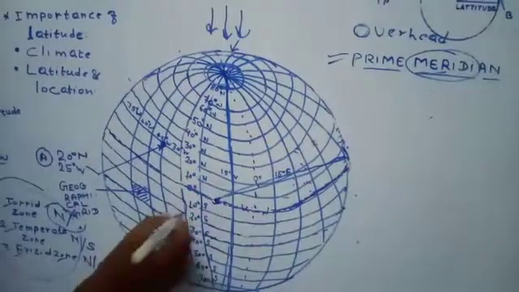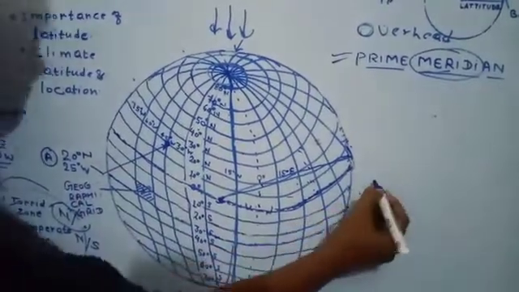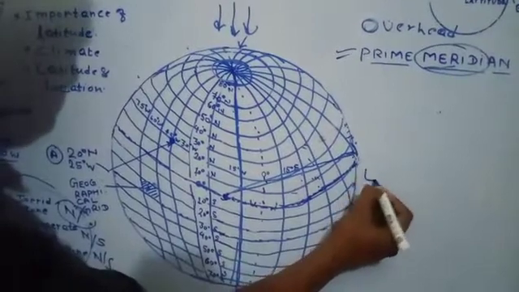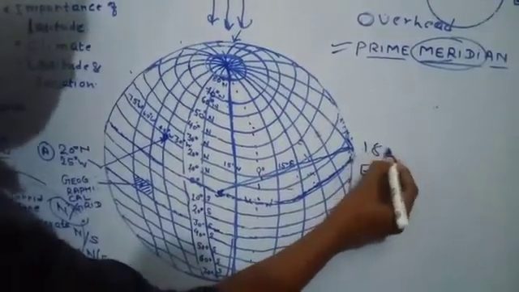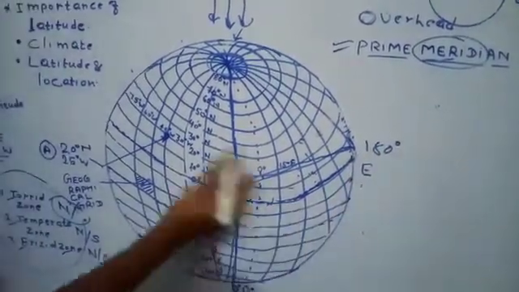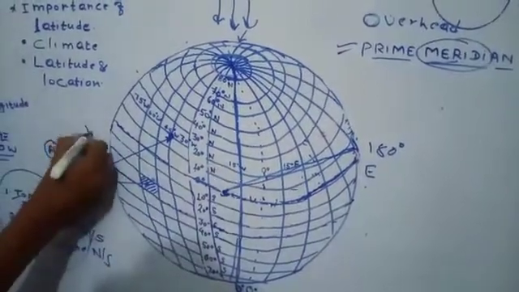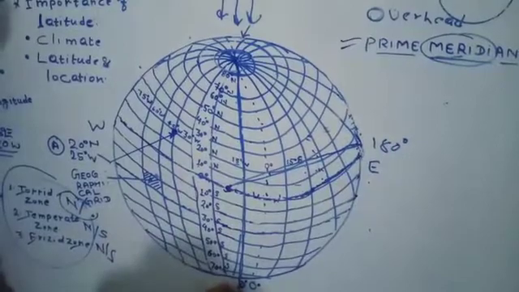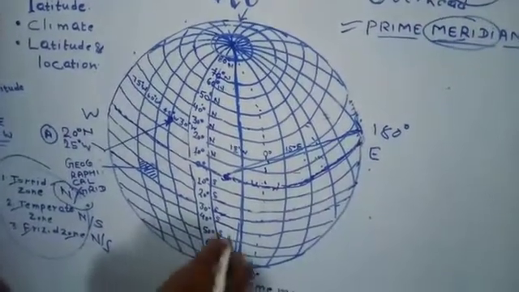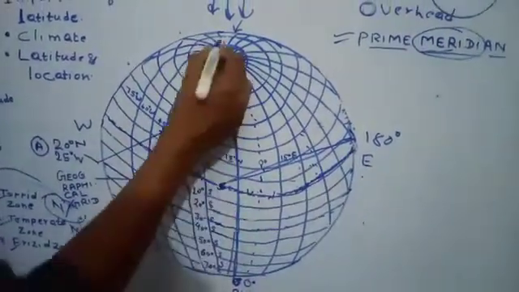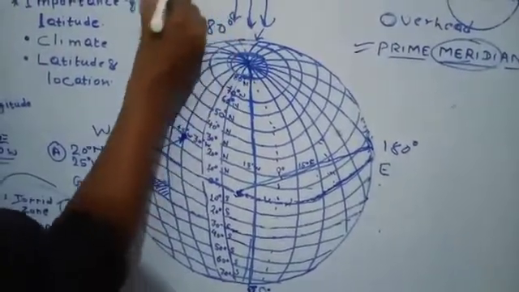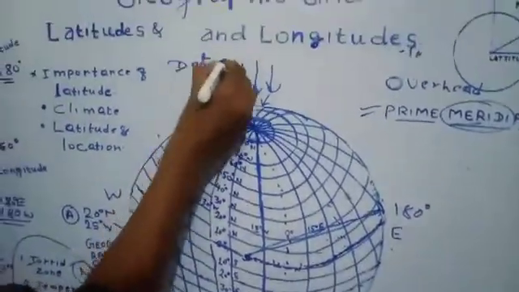So the areas which lie in the east of the prime meridian total 180, and the areas which lie in the west of the prime meridian total 180, so it comes to 360. And opposite to the 0 degree prime meridian lies the 180 degree line, which is often called the date line.